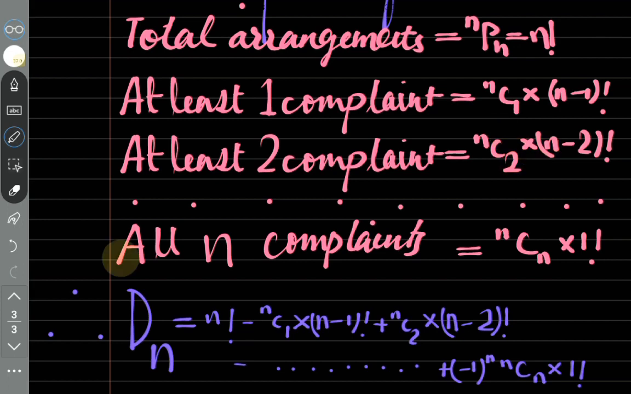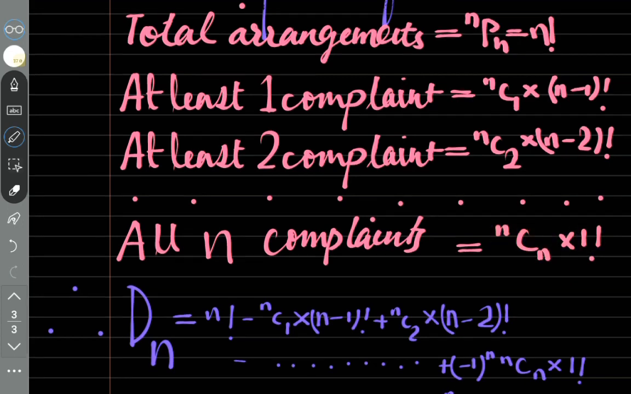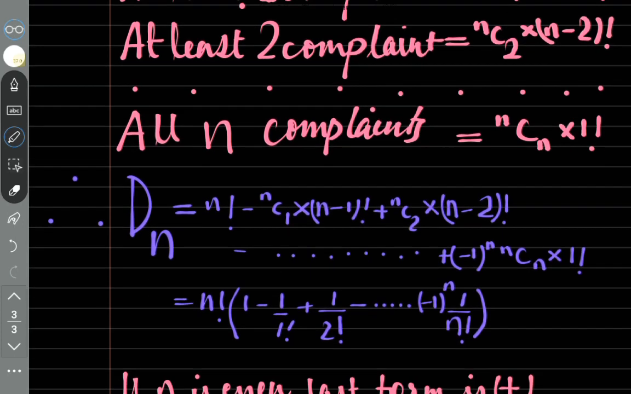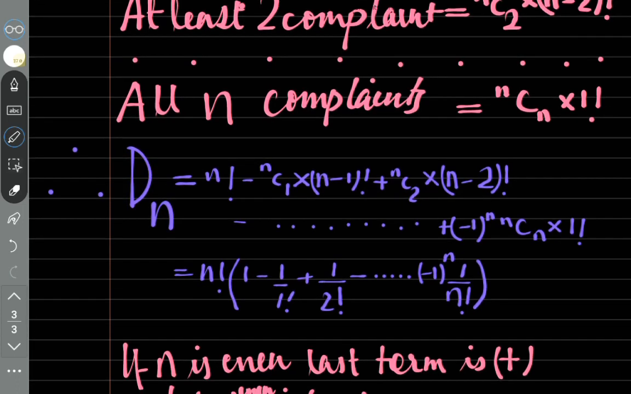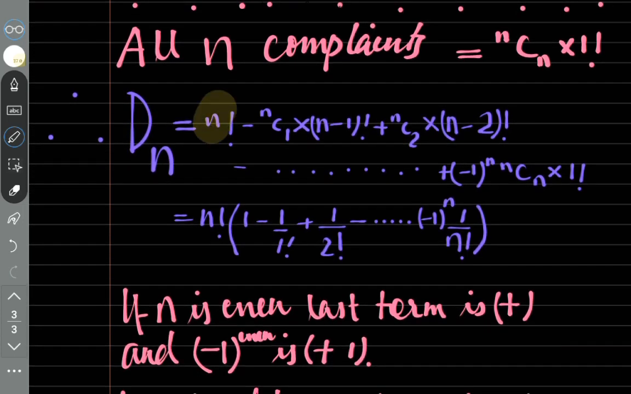And then these cases will go on and on all the way up to all n complaints have been lodged against you, as in all the boys have complained that they're still in the same room, you did not do anything. And that can of course be done in only one way. So now we will calculate dn. dn is how we denote derangement of n objects. So first we take all possible arrangements, n factorial. Then we subtract the first case because we are trying to remove them all, right? But then we realize, okay, now I don't have enough cases.